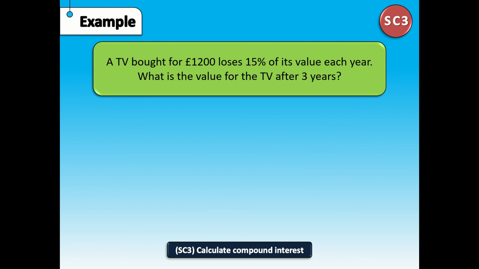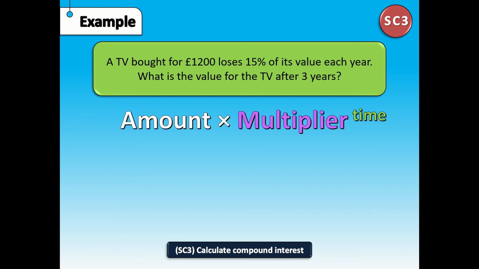This example says a TV bought for £1,200 loses 15% of its value each year. What is the value of the TV after 3 years? So because the TV loses value, this is what's known as depreciation. So we do the amount times the multiplier to the power of time.